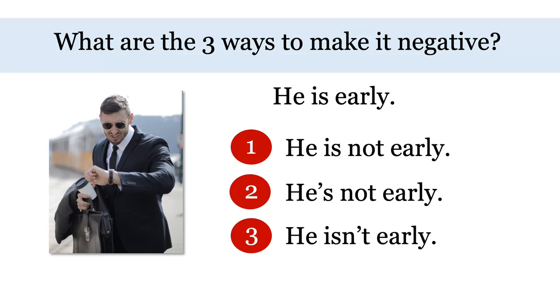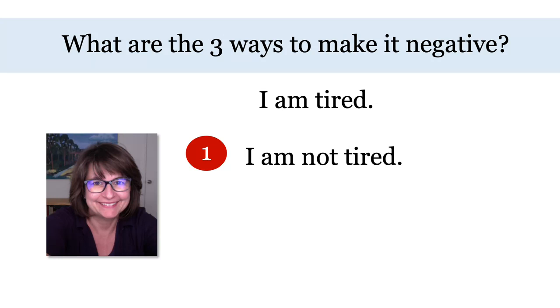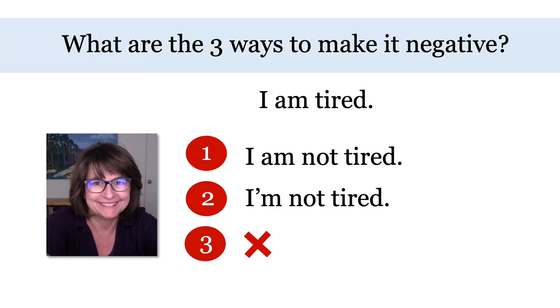Okay? One more. What are the 3 ways to make it negative? The sentence says, I am tired. But this is me, and I feel fine. The first way, add not. I am not tired. The second way, I'm not tired. And the third way, nothing. Remember, you can't do the third way in the negative.